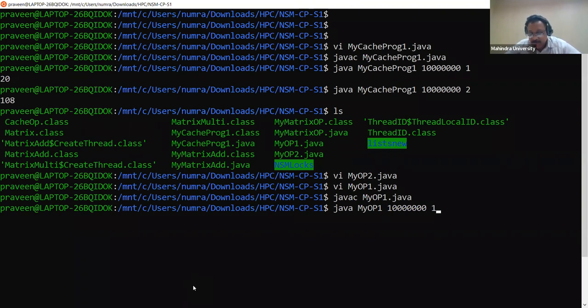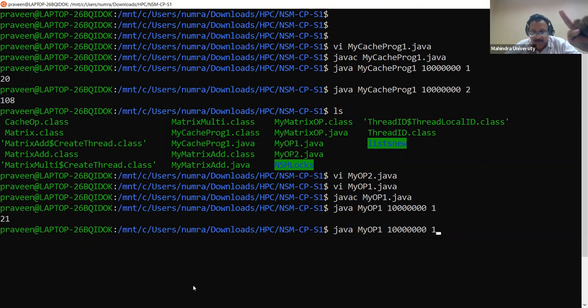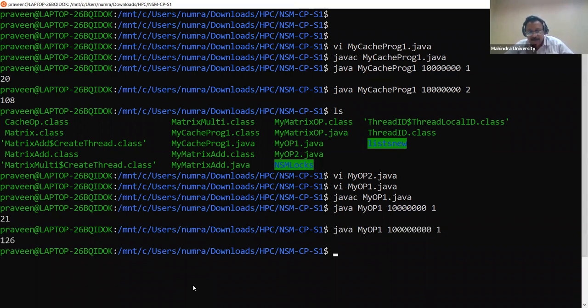And first one, choice. If choice is one, it means the addition operation. If one addition operation can be performed in 21 milliseconds, I would like to increase the size of the array. If I consider 10 power 8, that particular addition operation can be performed in 126 milliseconds.